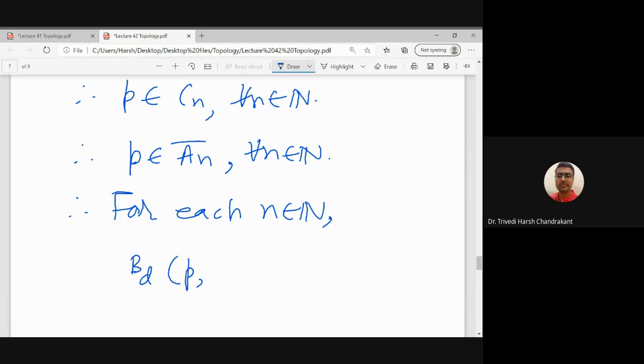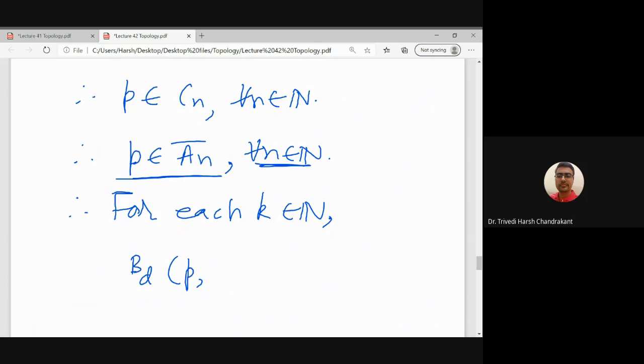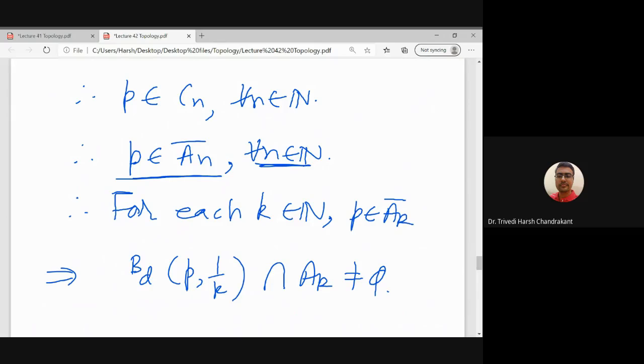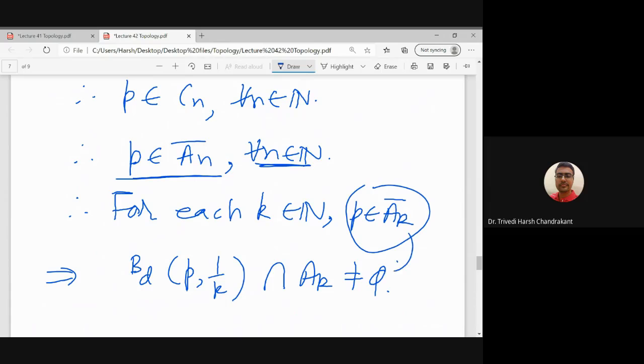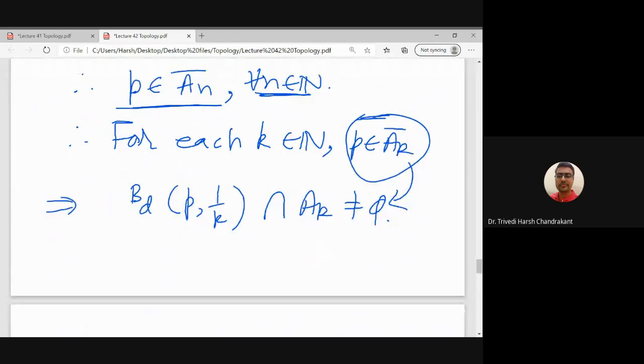So let us take, for each k, whenever k is a natural number, I can always find, so P belongs to the closure of Ak, and that implies that whatever open ball I take around P always intersects Ak, right? We are just using the equivalent condition of a point belonging to the closure of a set, which means every open set or basic open set around this point always intersects this set.